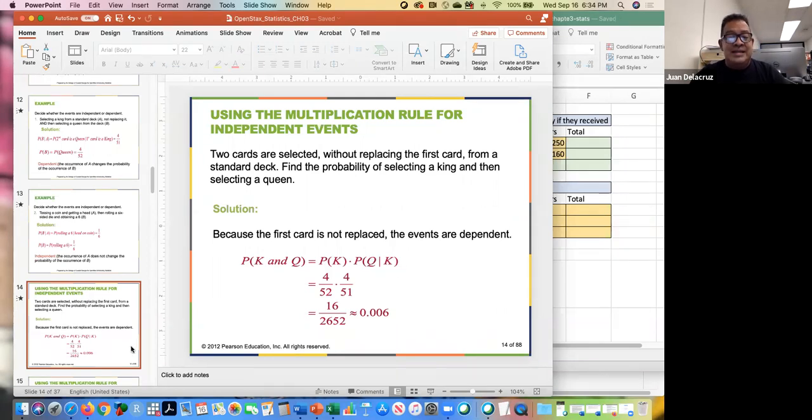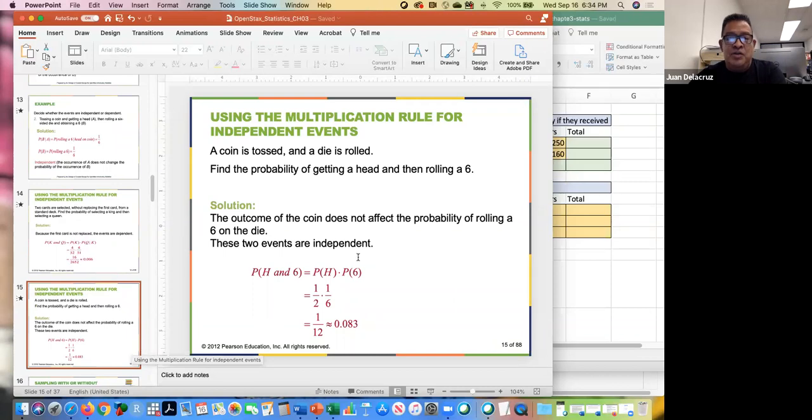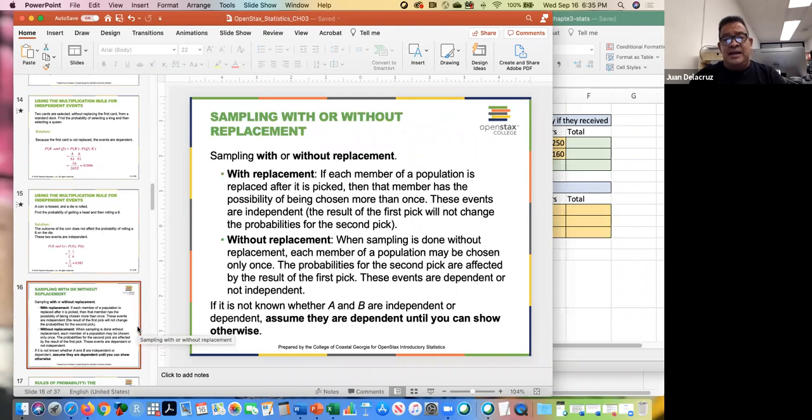Otherwise, you might get some wrong results. So we also have this case, computing the multiplication rule for independent events. We are multiplying the probability of A times the probability of B. In this case, A happens to be a head and B happens to be a 6. So the probability that A, H, and 6 happen in sequence, because they are independent, is just the multiplication of the associated probabilities.